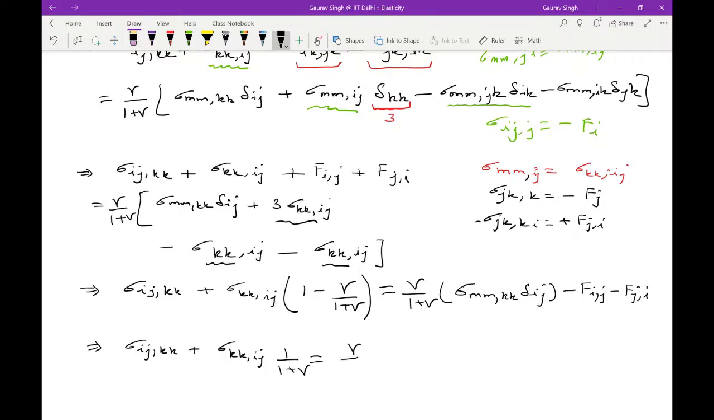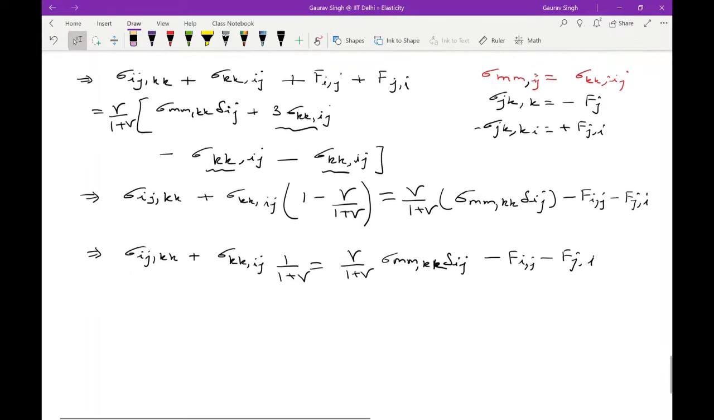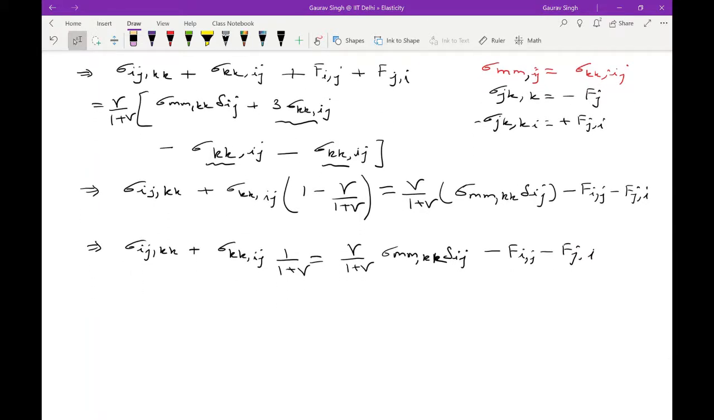This would be nu by 1 plus nu, sigma kk comma kk, delta ij, that would be minus f i comma j minus f j comma i. Okay, now what we want to do is, again, we want to somewhat make it easy. So every time you see these sort of terms, we want to eliminate them, and again that happens by contraction.